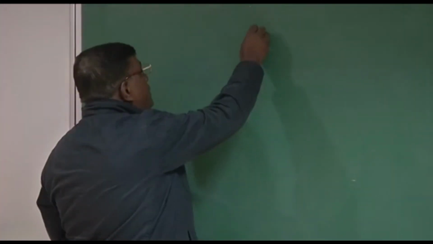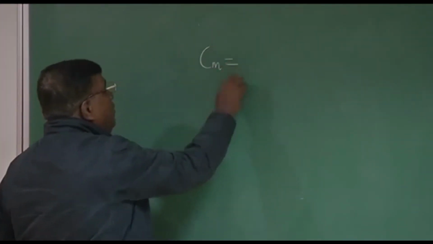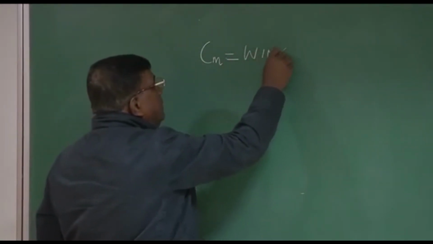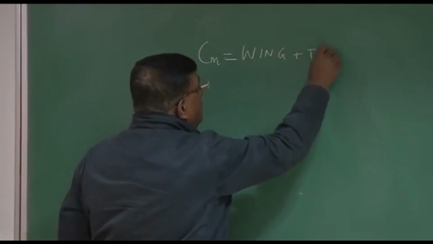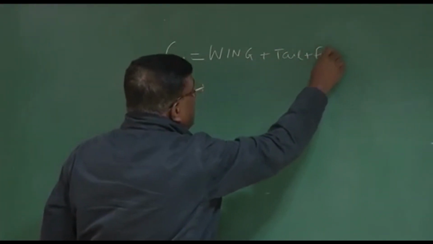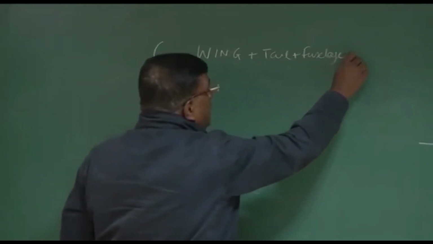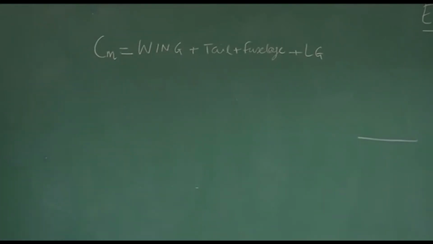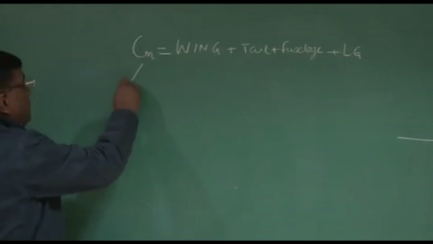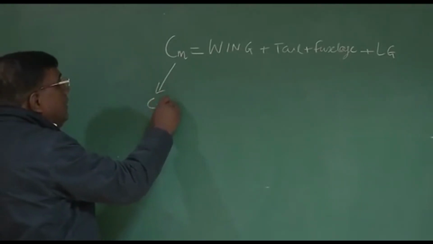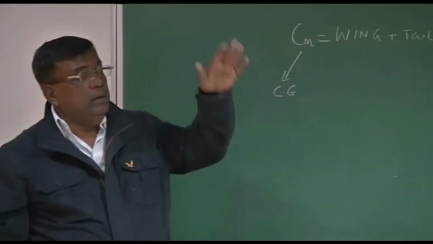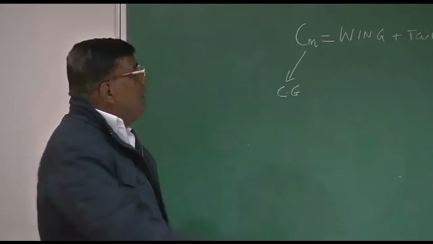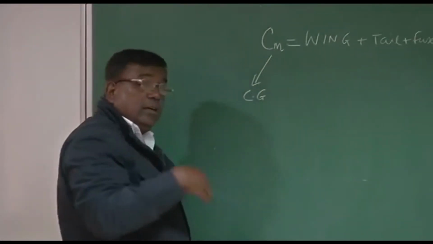stable, right? You also know this Cm, whatever the pitching moment is coming, this contribution will come from wing, it could come from tail, it could come from fuselage, it could come from landing gear, right? Because all will generate forces and that will give moment. And this Cm, we should remember, this is about center of gravity, because a body in free space will rotate about an axis passing through center of gravity, right? So all these Cm or the moments are about center of gravity of the airplane.